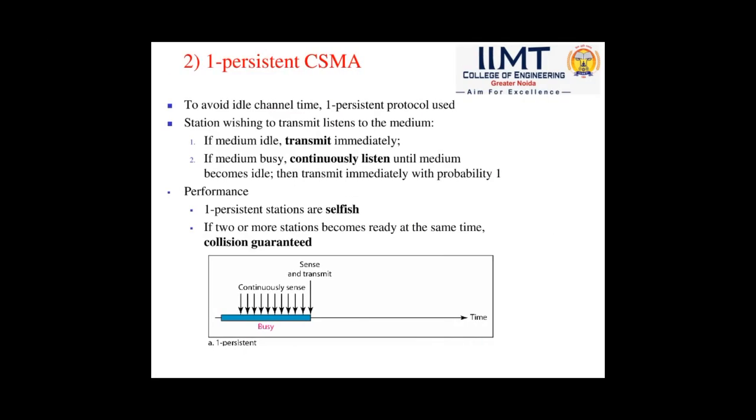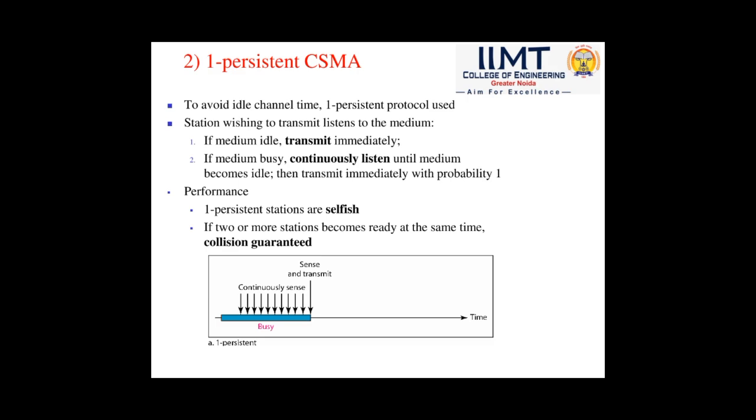Firstly, we understand the one persistent method. You can understand this by the diagram. Here 10 stations are present and they want to send data. Initially they find that the channel is busy. They continuously sense the channel. After some time, after the colored part, they find the channel is idle, then the stations directly send the data.